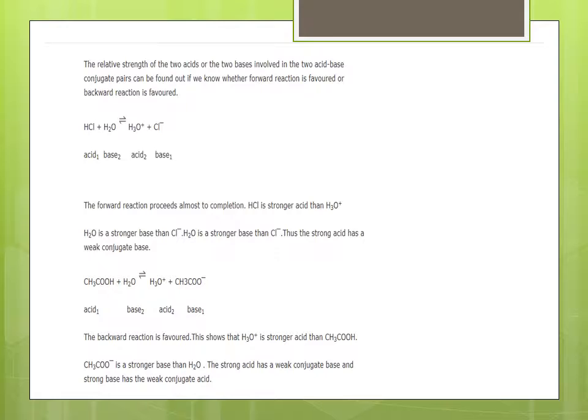CH3COOH, when dissolved in water, gives H3O+ and CH3COO-. So acid 1 is CH3COOH and acid 2 is H3O+, as it is obtained from CH3COOH. The backward reaction is favored. This shows that H3O+ is a stronger acid than CH3COOH. CH3COO- is a stronger base than H2O. The strong acid has a weak conjugate base and the strong base has a weak conjugate acid.